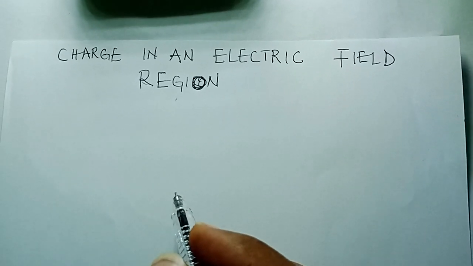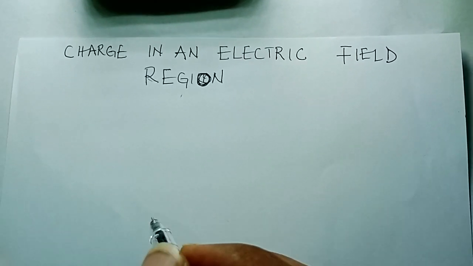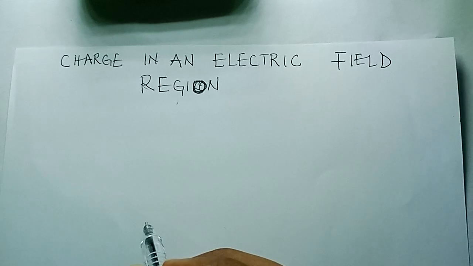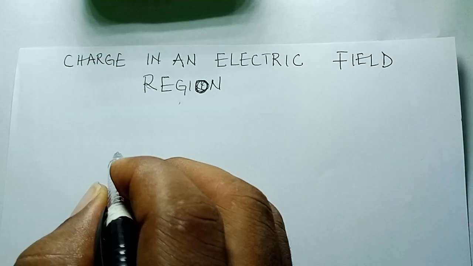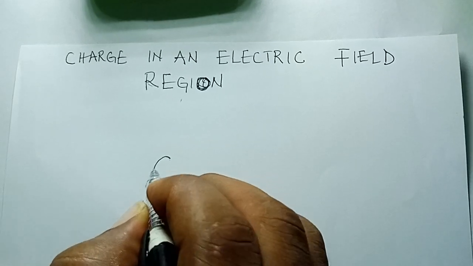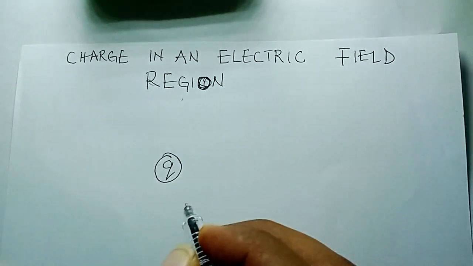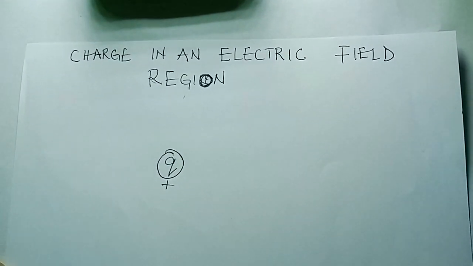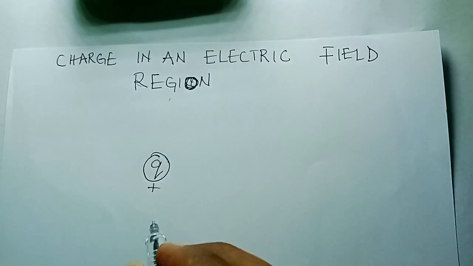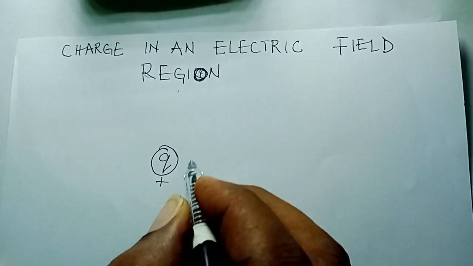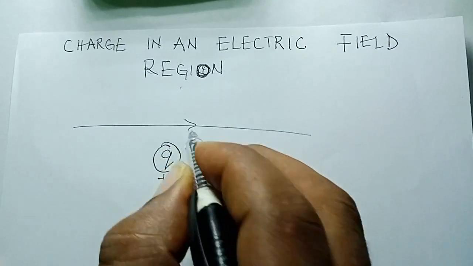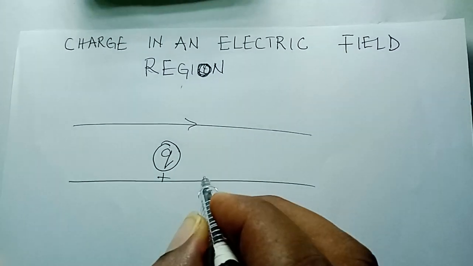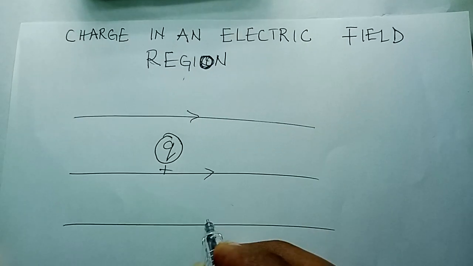Okay, let's talk about charge in an electric field region. If we have an electric field region, let's imagine this is a charge, Q, maybe a positive charge or a negative charge. Let's just say a positive charge. And we carry this positive charge and place it inside an electric field region. Let's just assume these are electric field lines.